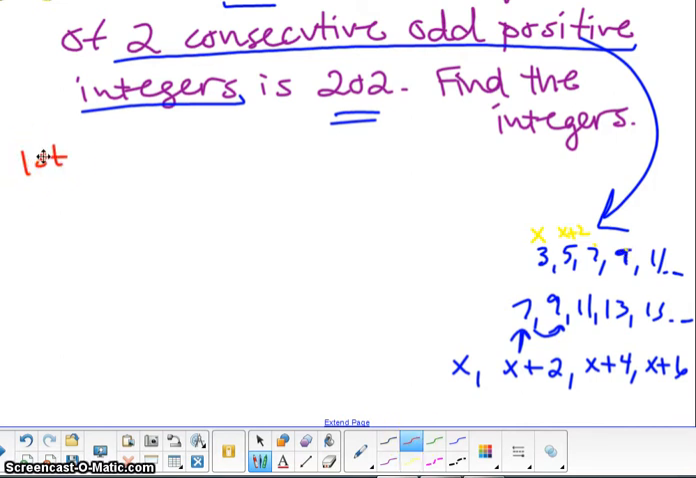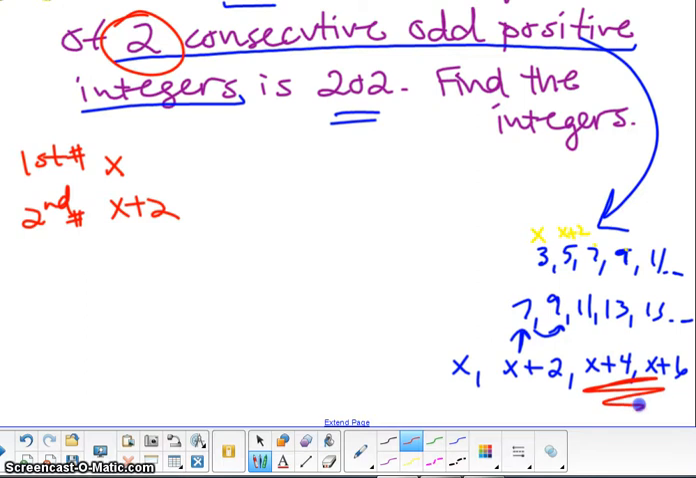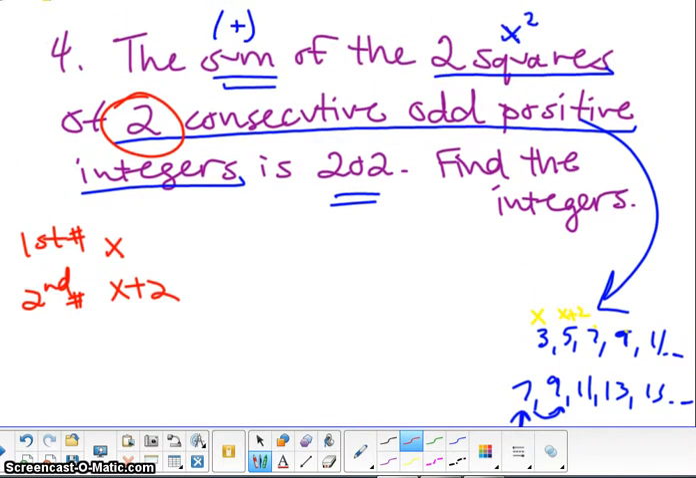Okay, so now let's go ahead and use that, and with a little labeling, have that help us out here. So the first positive number is just going to be x. The second number is going to be x plus 2. Now if they wanted more than 2, then that's when you would use these extras over here. But this question is only asking for 2 consecutive odd positive integers.